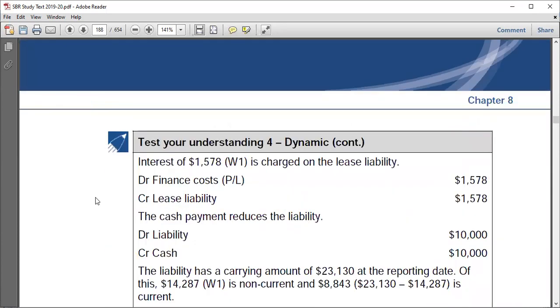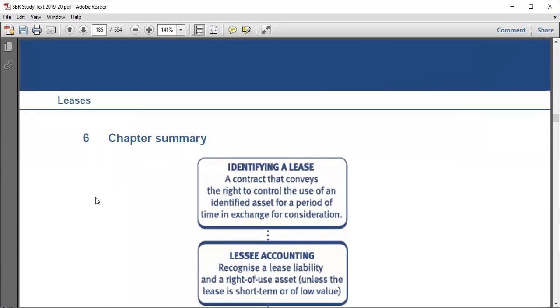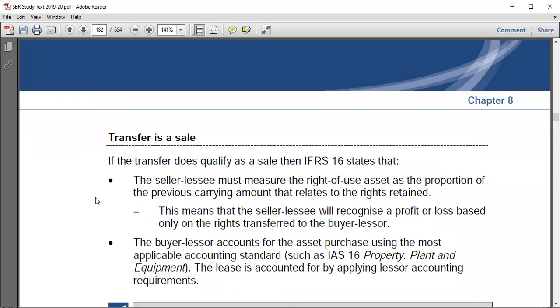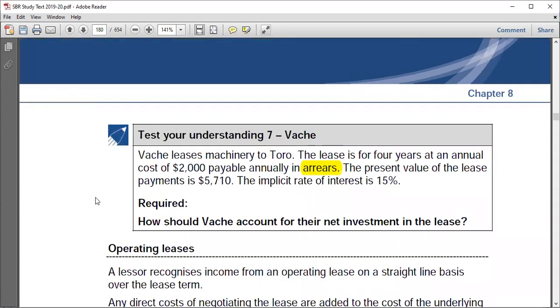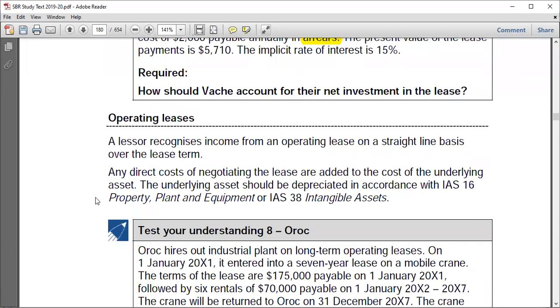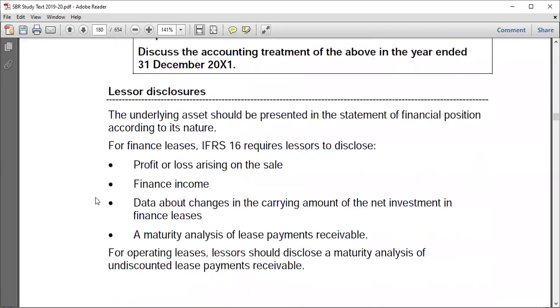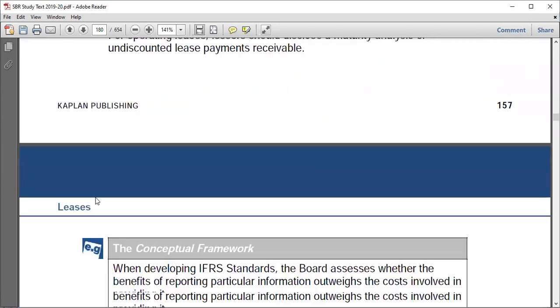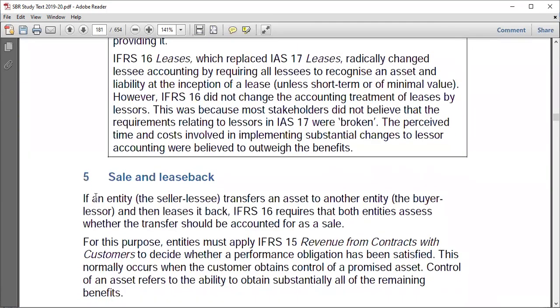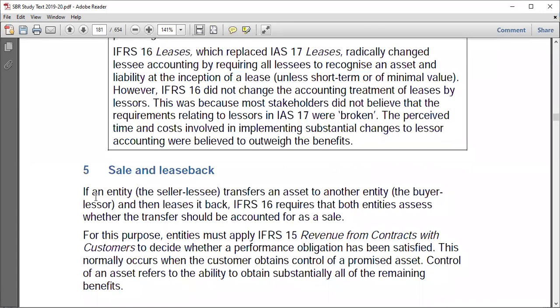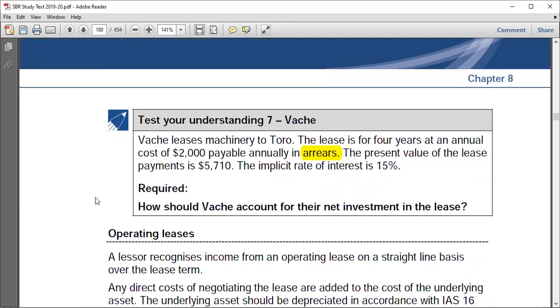So let's go to something else. Let's take a look at operating leases. After operating leases are done, we just remain with sale and leaseback. It's also a fine concept, and you just have to know it. So as for now, let's go to operating lease.